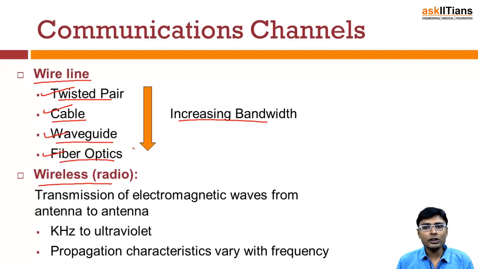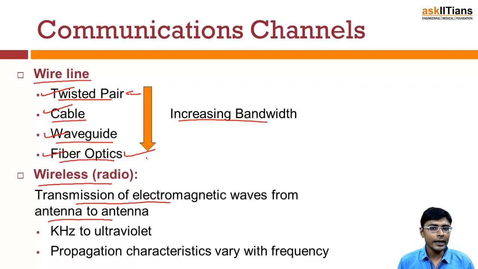Bandwidth we can also call capacity. So the capacity will be maximum for the fiber optics. Capacity basically means the rate of transmission. So the rate of transmission will be maximum in case of fiber optics, and it will be least in case of the twisted pair. Now, in case of wireless or radio, there is transmission of electromagnetic waves from antenna to antenna.